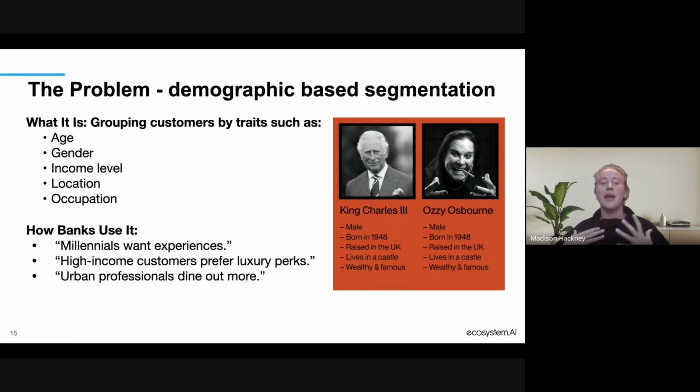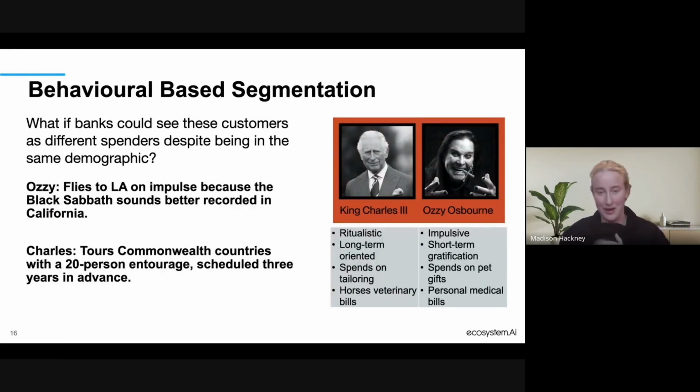But I think it is a pretty safe assumption to make that Ozzy Osbourne and King Charles are actually very different people in the way they behave and the way they spend their money. So how do we look at these two customers that are of the same demographic? How can a bank reimagine them? Behavioral-based segmentation. So what if banks could see these customers as different spenders despite being of the same demographic?